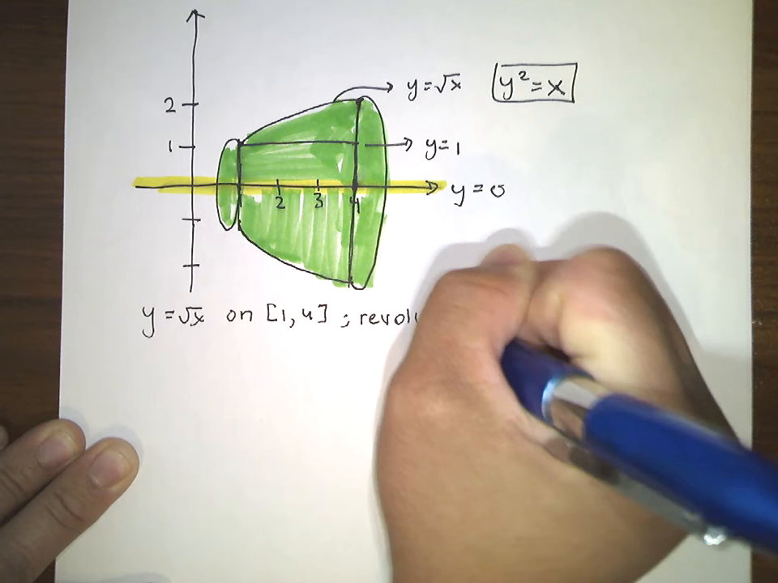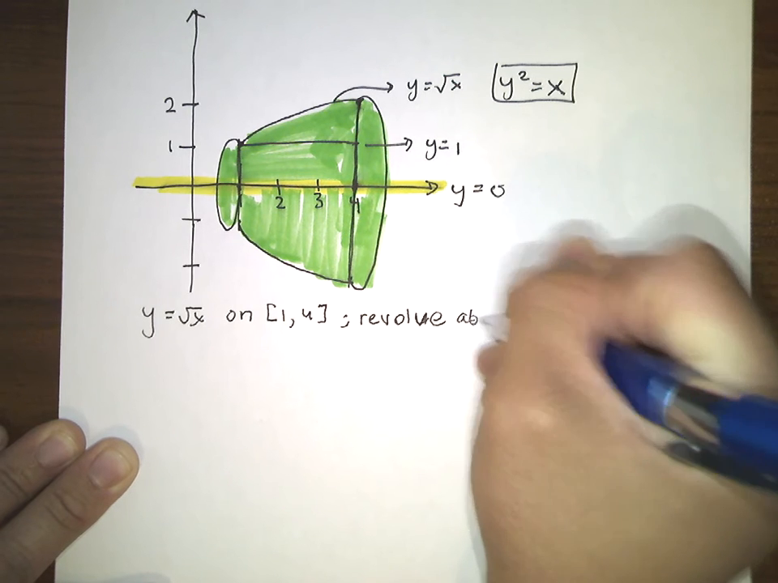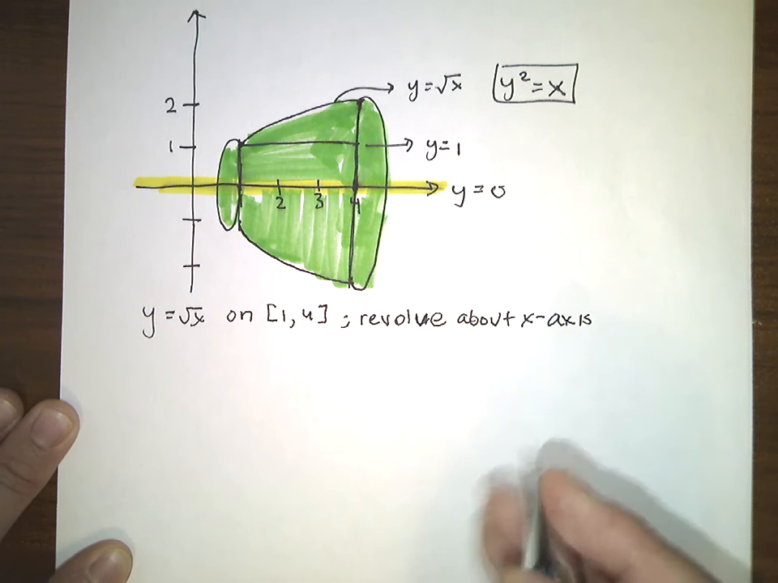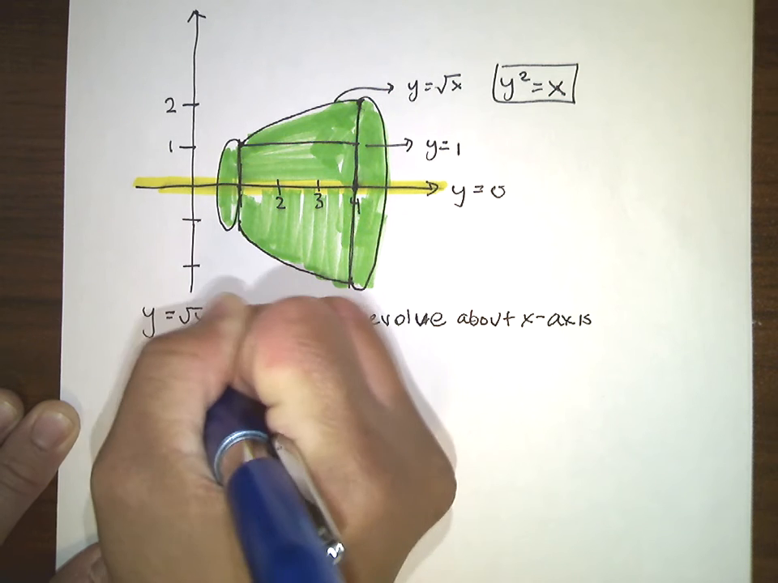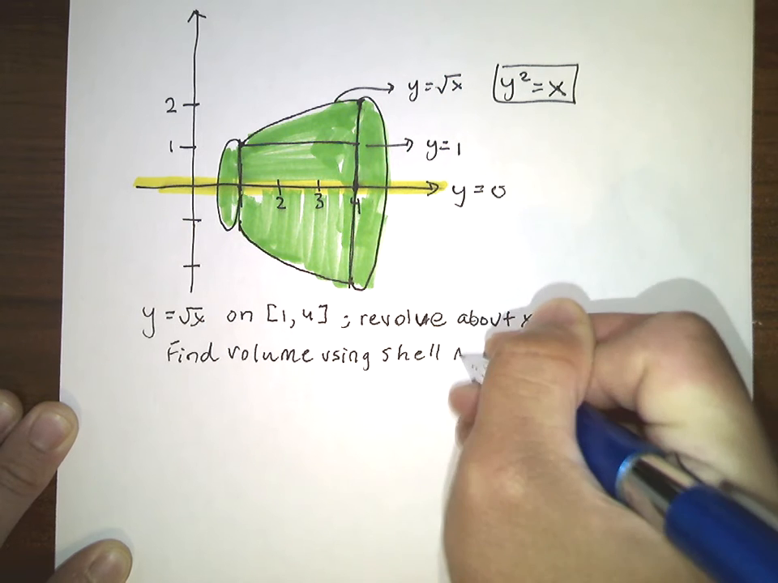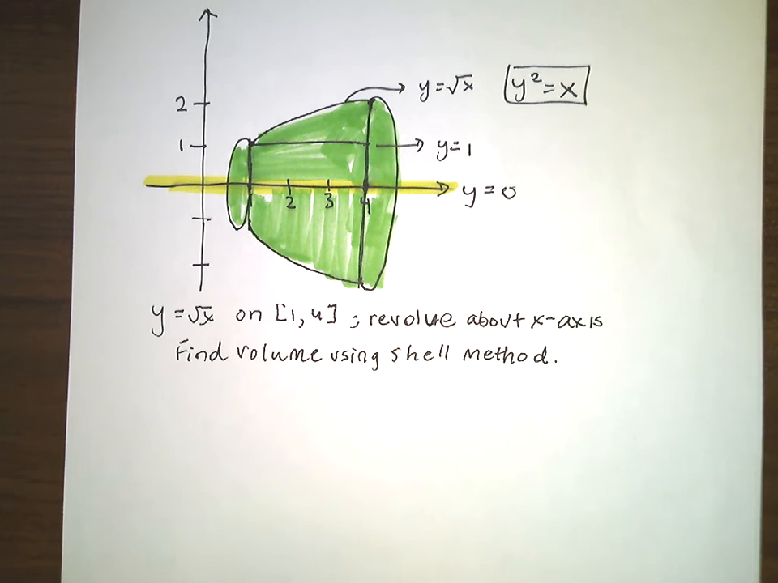All right, so revolve about the x-axis and find the volume using the shell method. Of course, I would tell you that the shell method is not the easiest method to use here. It's actually the disk method.